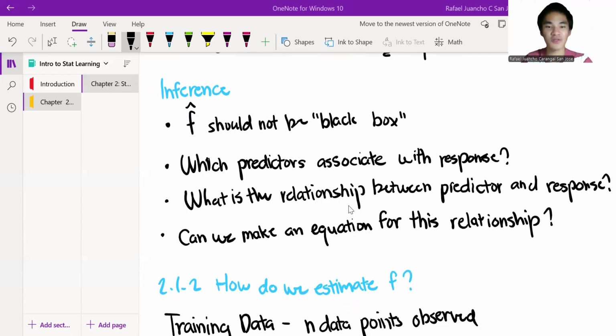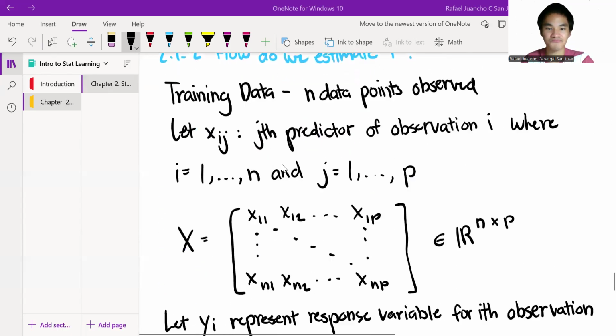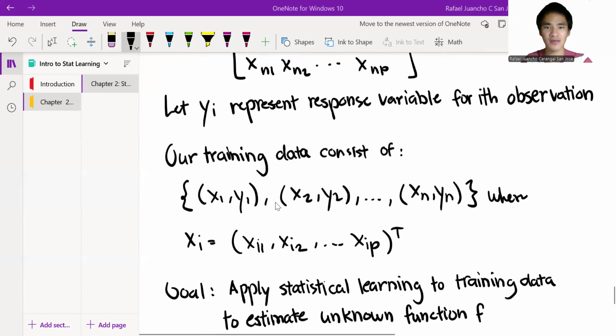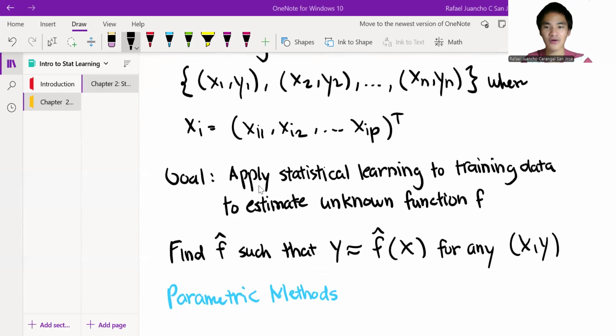And now the question that we want to ask is, can we make some sort of equation or some relationship between these predictors or factors and their responses or results, right? And so we went over how exactly we estimate f. We introduced this idea of using training data. Our goal is to apply some technique, some math or statistical learning, to these training data in order to estimate this function f.